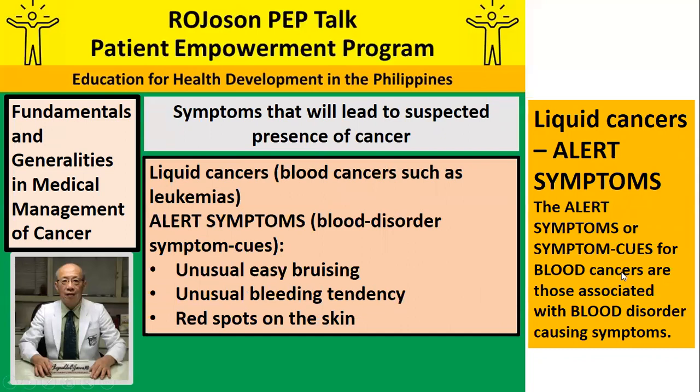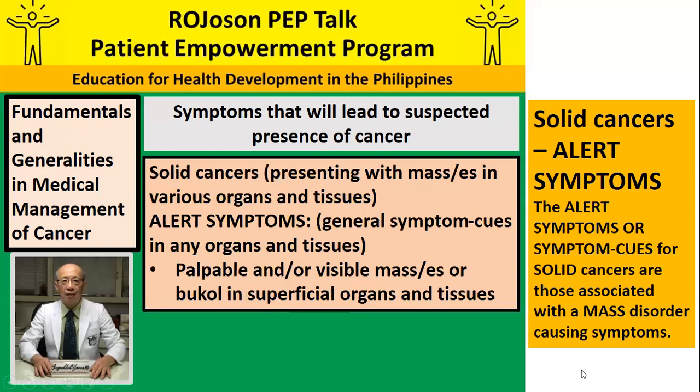The alert symptoms or symptom cues for blood cancers are those associated with blood disorder causing symptoms such as unusual easy bruising, unusual bleeding tendency, and red spots on the skin. The alert symptoms or symptom cues for solid cancers are those associated with a mass or bulk disorder causing symptoms. So one of the alert symptoms is a palpable mass or multiple masses in the superficial organs and tissues.